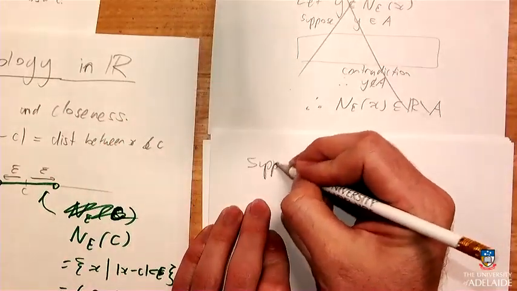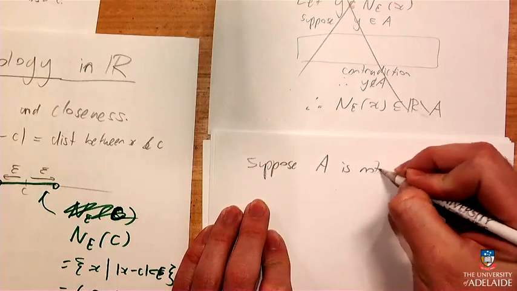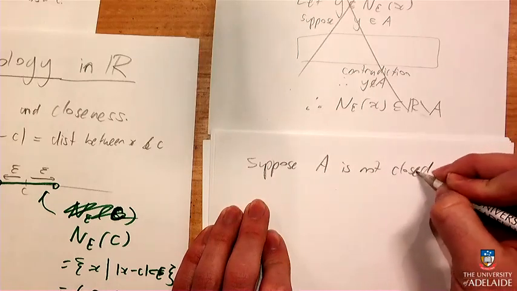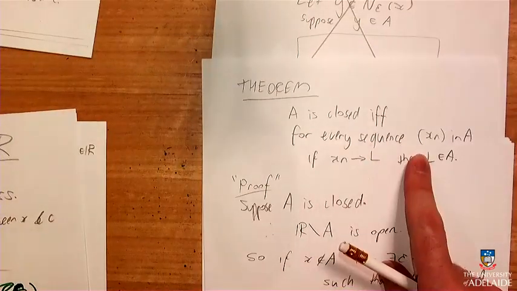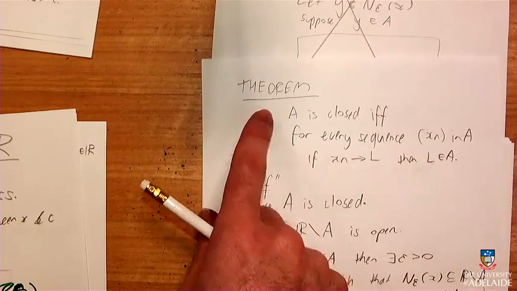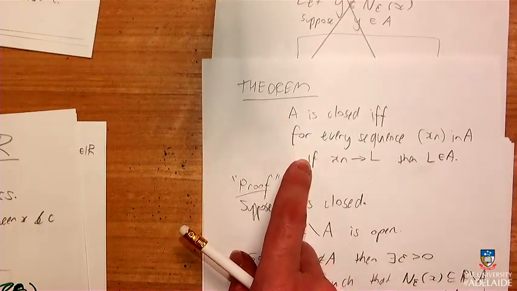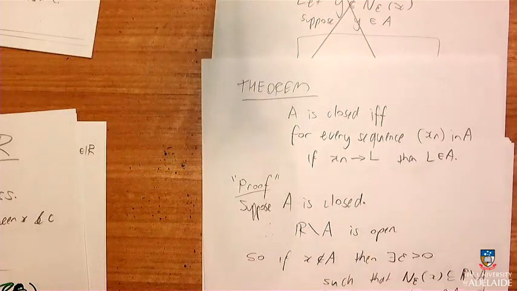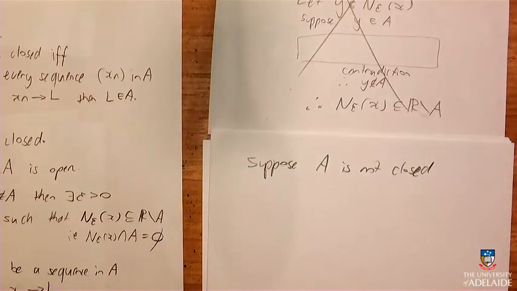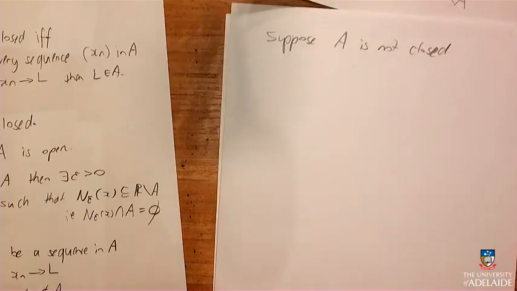So suppose A is not closed, right? Then what we're going to try and show is that not every sequence does this. So if A is closed means this happens, and A is not closed means this doesn't happen, then it's an if and only if. Suppose A is not closed, and then we're going to construct a sequence in A that converges to L but doesn't have L in A. So we're going to tell the reader what xn is, and then we're going to make one.